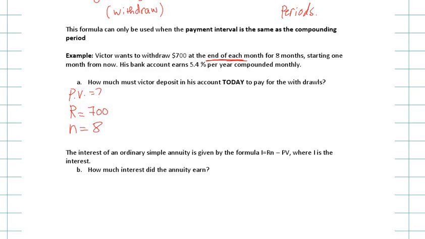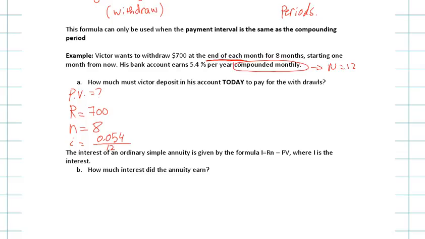Okay? What's your i? I have 5.4%, 0.054, divided by 12. You're compounded monthly. That means your big N is 12. I did not have to multiply the small n by 12 because it's already in months. Okay? So now it's the same thing.